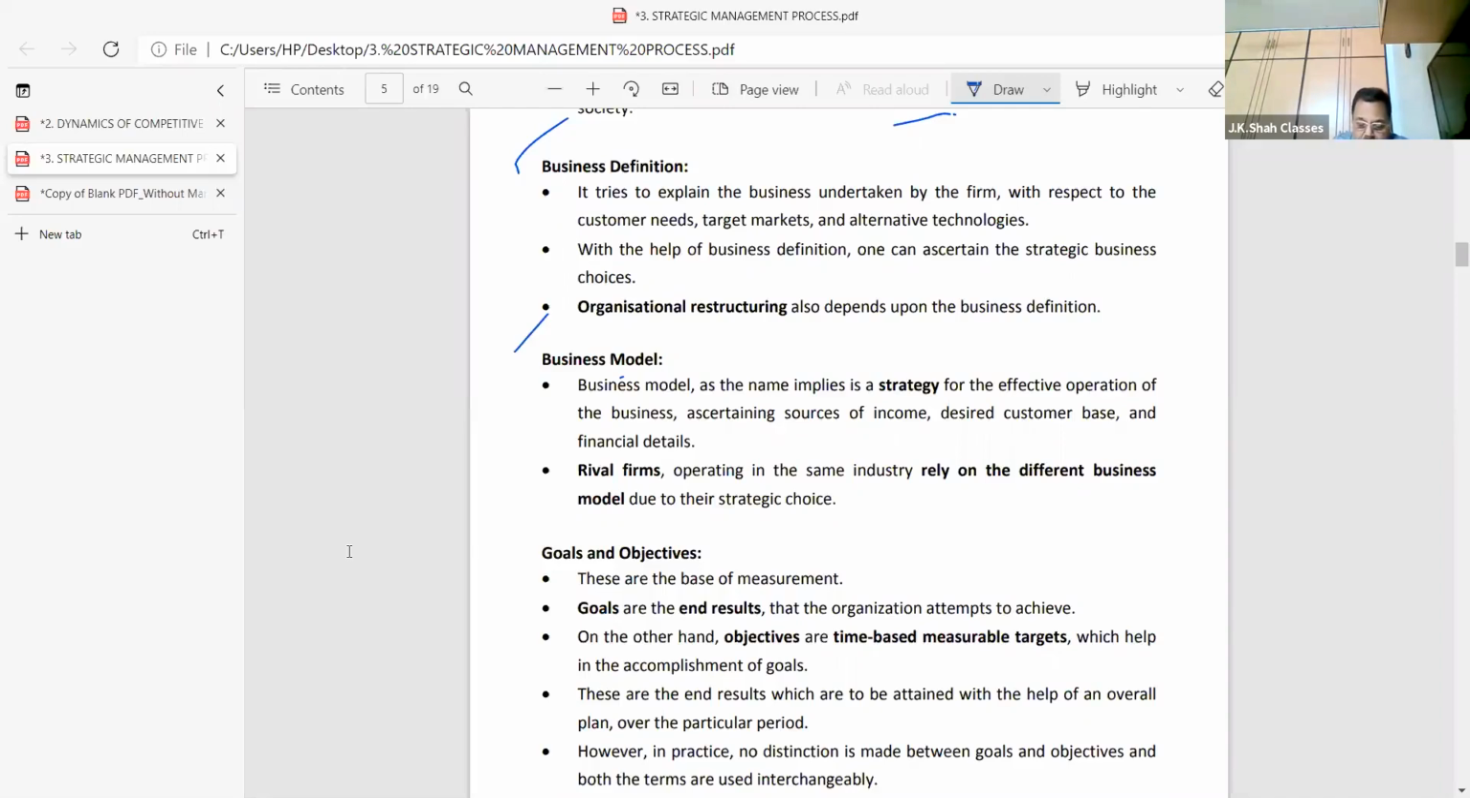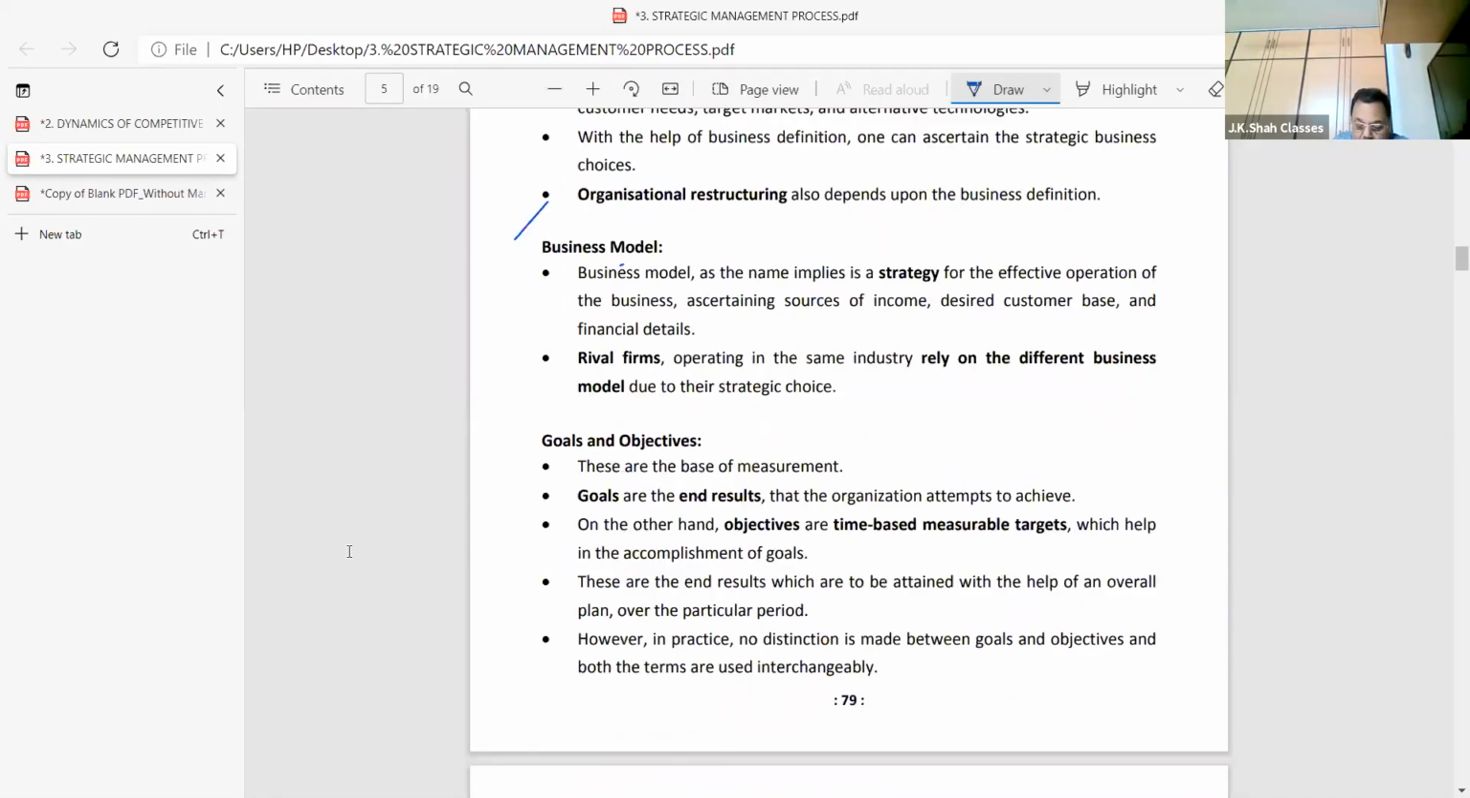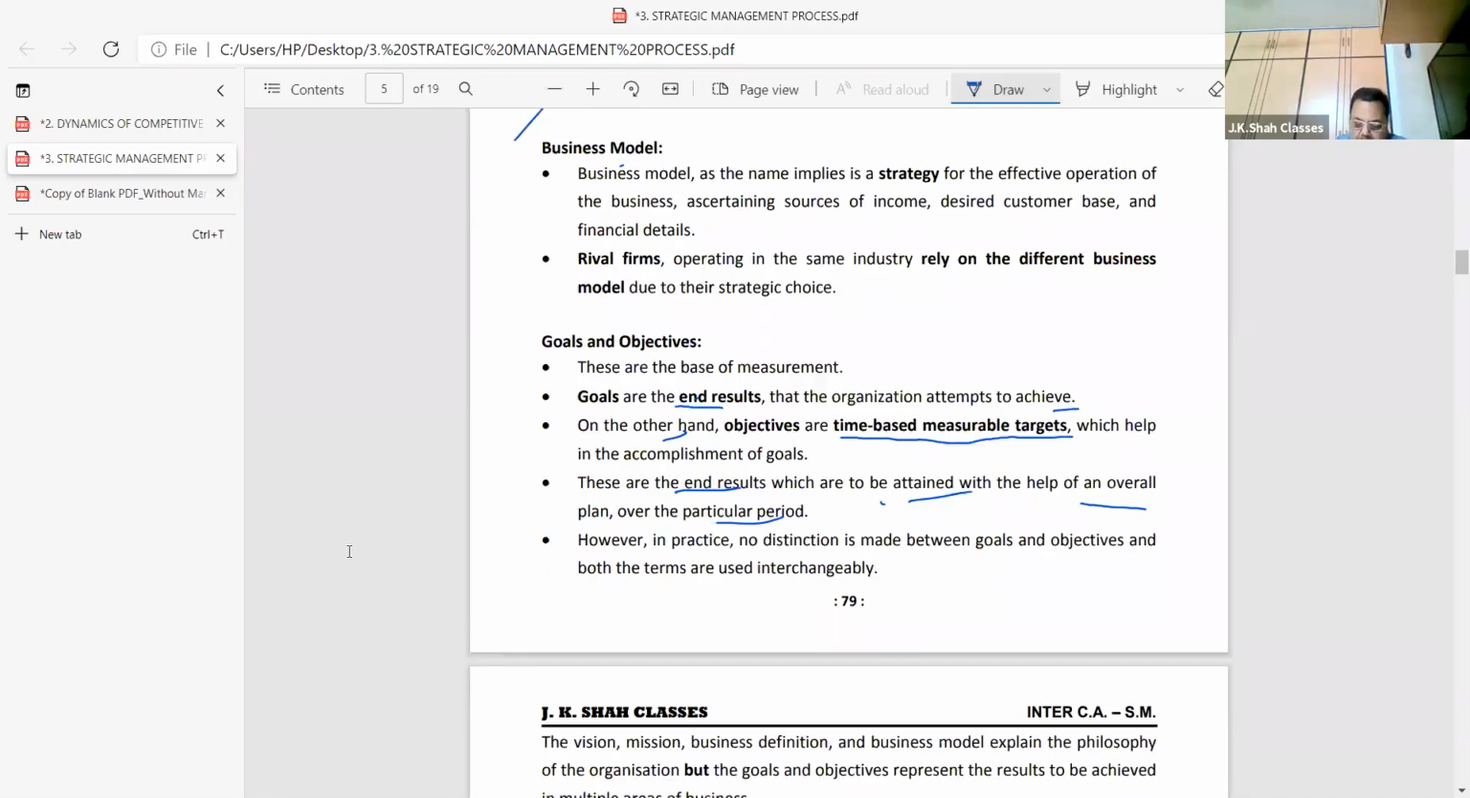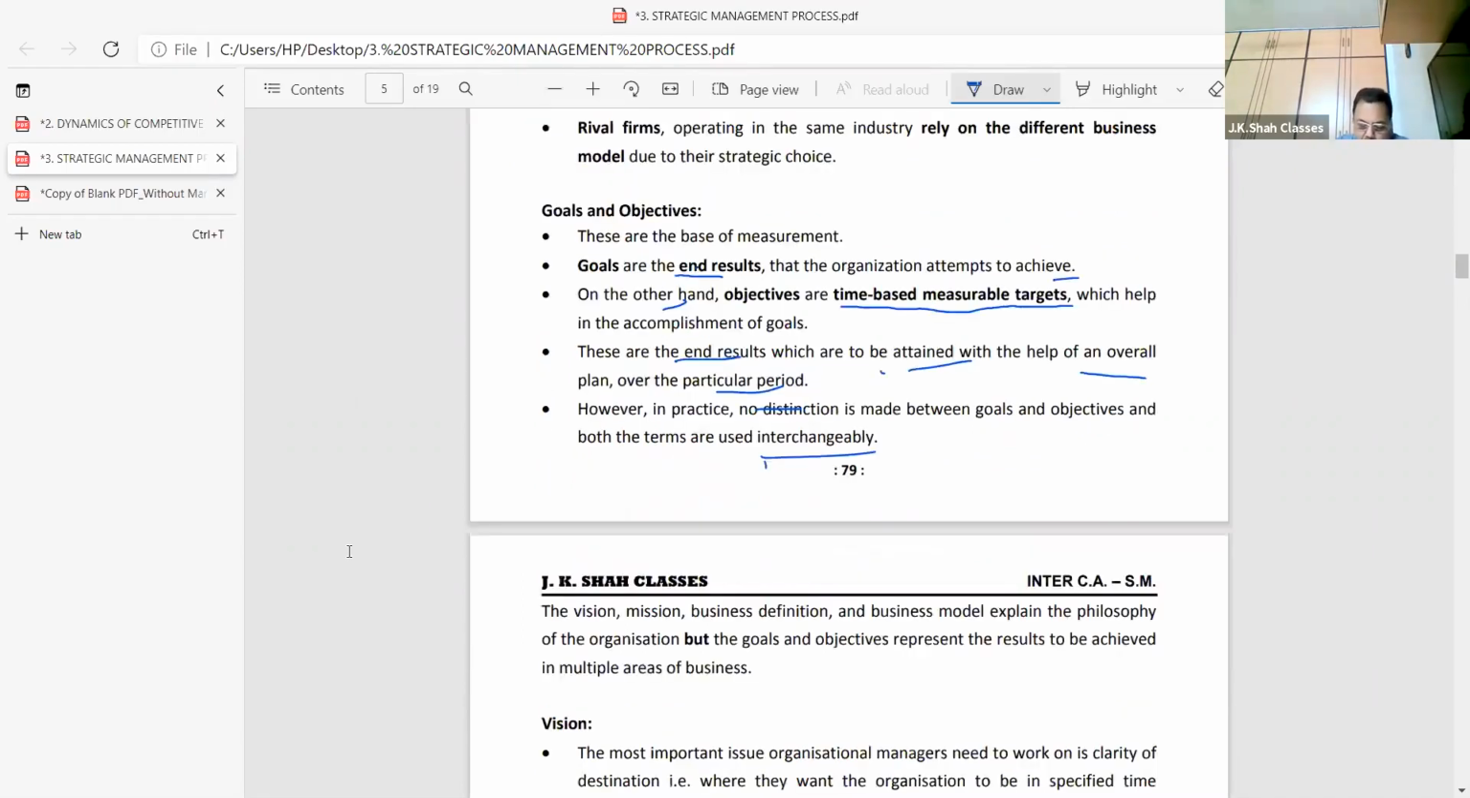These are the base of measurement. Goals are the end results that the organizations attempt to achieve. On the other hand, objectives are time-based measurable targets. Time-based. I told you all, beta, in 1 year we will increase sales by 20%. Time-based targets help in the accomplishment of goals. These are the end results to be attained with the help of an overall plan over a particular period. In practice, no distinction is made between goals and objectives. For some people, students, goals and objectives are one and the same.